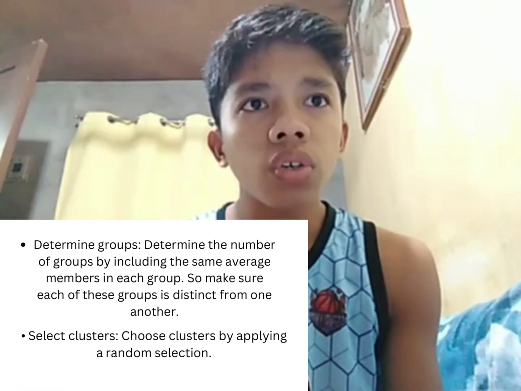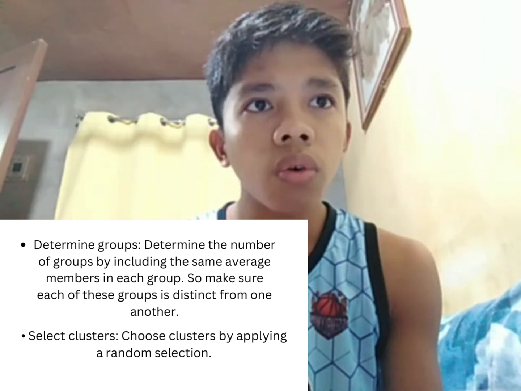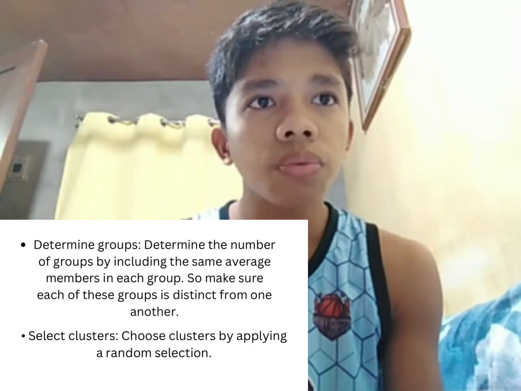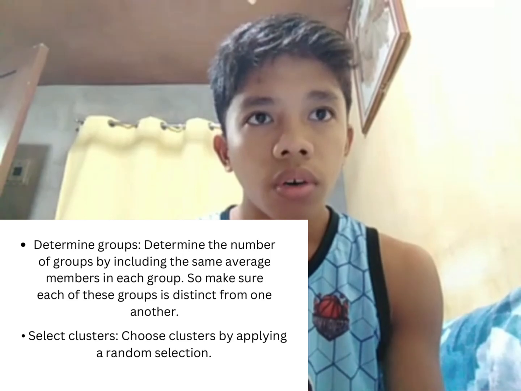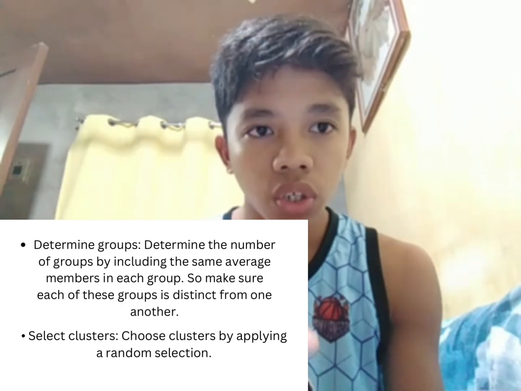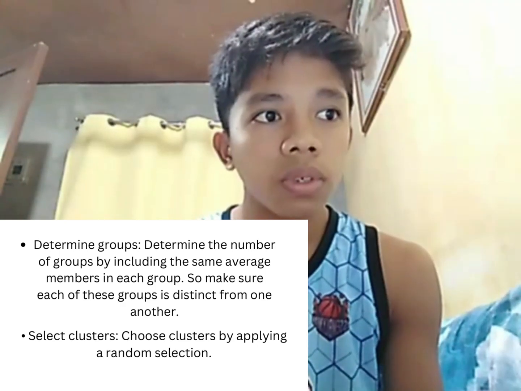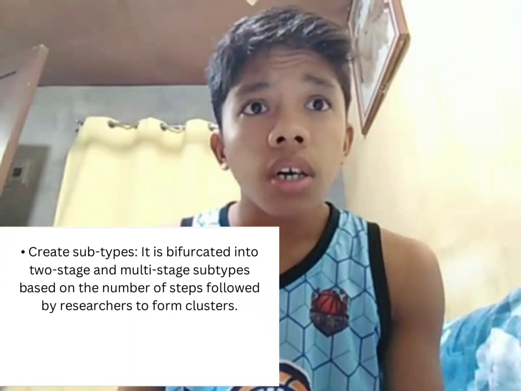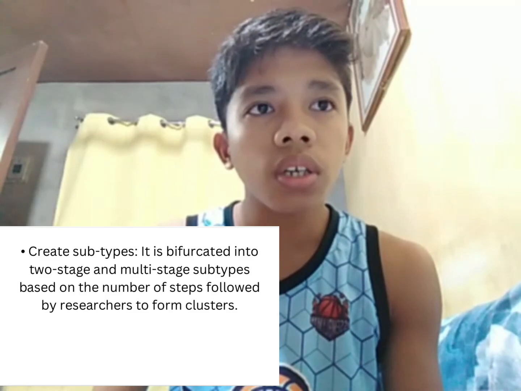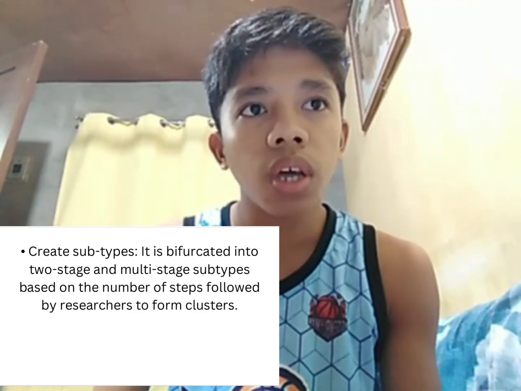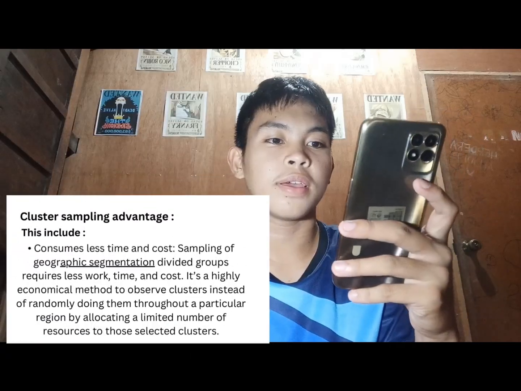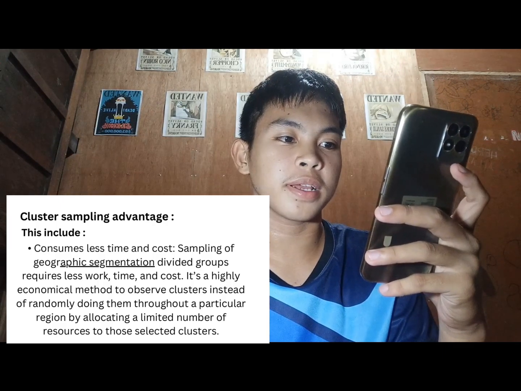Third, determine groups. Determine the number of groups by including the same average member in each group. So make sure each of these groups is distinct from one another. Fourth, select clusters. Choose clusters by applying a random selection. And last, create subtypes. It is bifurcated into two-stage and multi-stage subtypes based on the number of steps followed by researchers to form clusters. And now let's proceed to cluster sampling advantages.